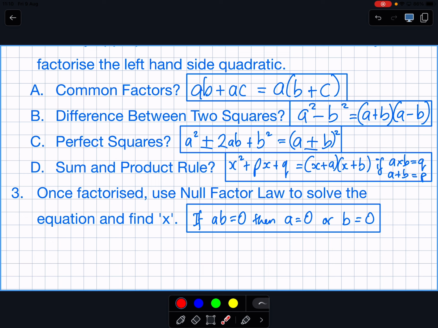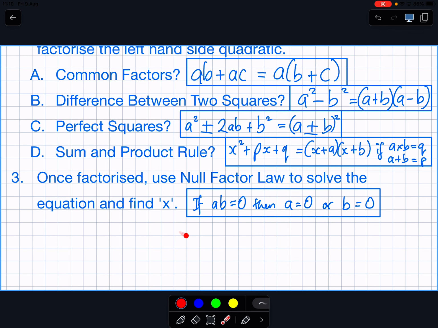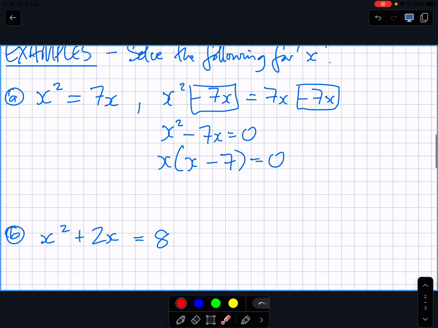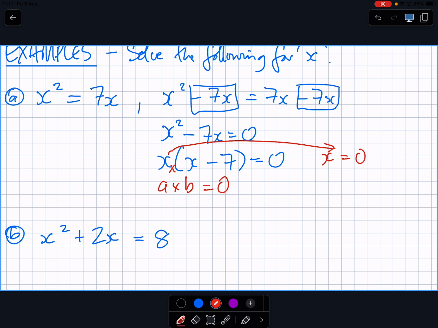The last step is use null factor law. What is null factor law? Something times by something else equals 0. That means either A is 0 or B is 0. So here, do I have a times between the x and the brackets? Is that the sign that we don't write in algebra? So you've got A times by B is equal to 0. That's null factor law. So either x could be equal to 0. That's what this gives you. Or x take 7 equals 0.